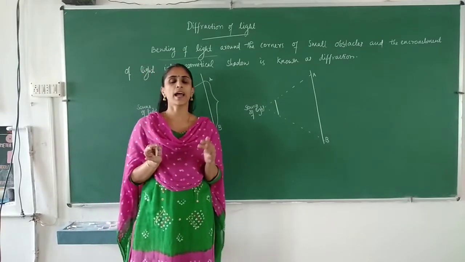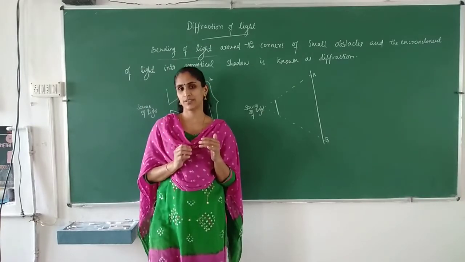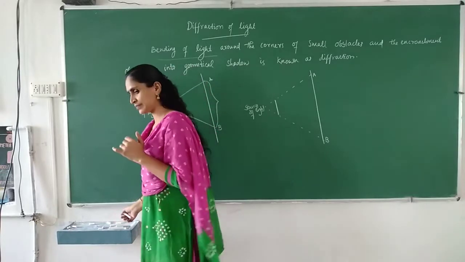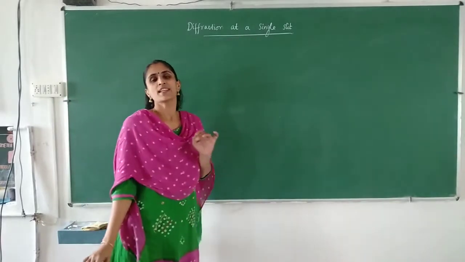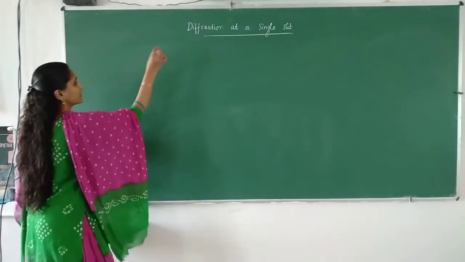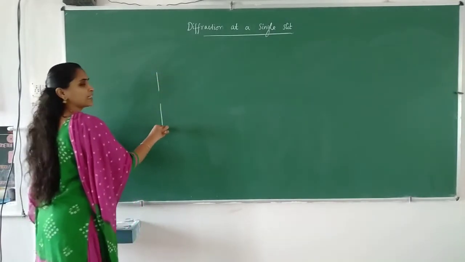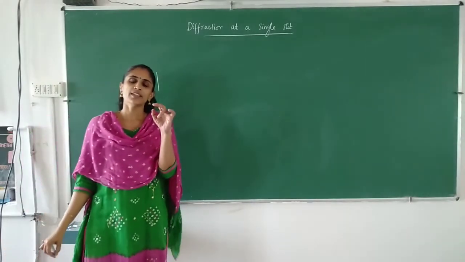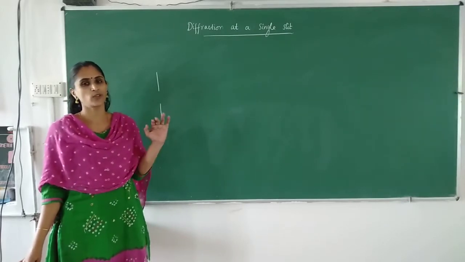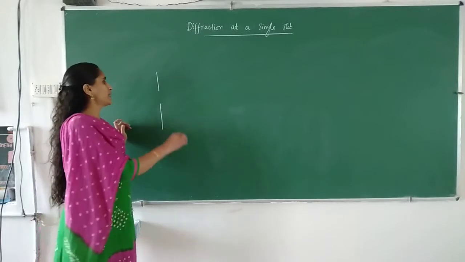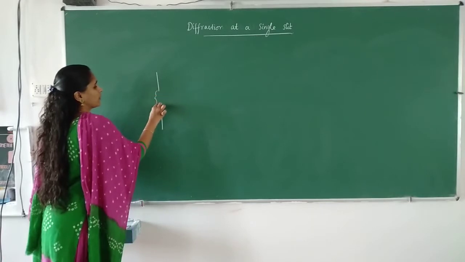Is it clear? Now we will discuss diffraction at a single slit. In the case of Young's double slit experiment, which we already discussed, we considered two slits. Instead of that, if only one slit is used, what happens? That is what we are going to discuss. A single slit is there, and the width of the slit is a.